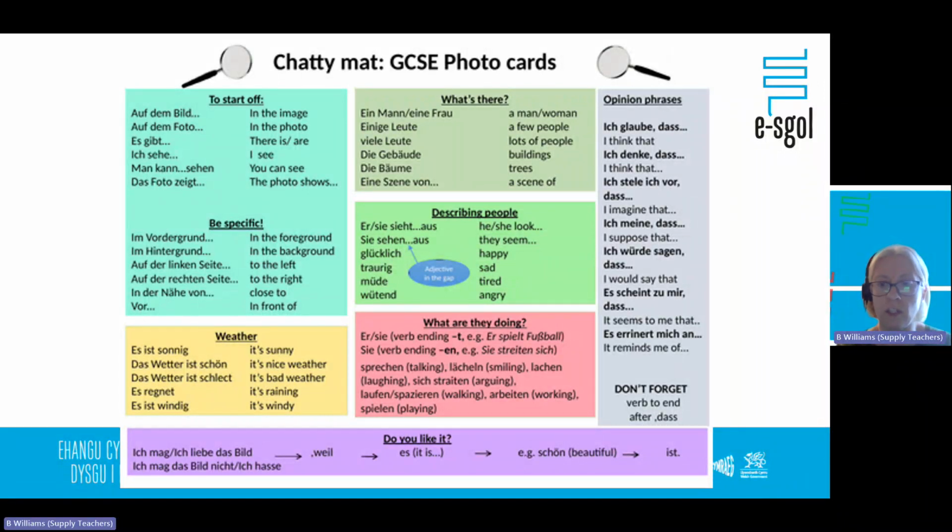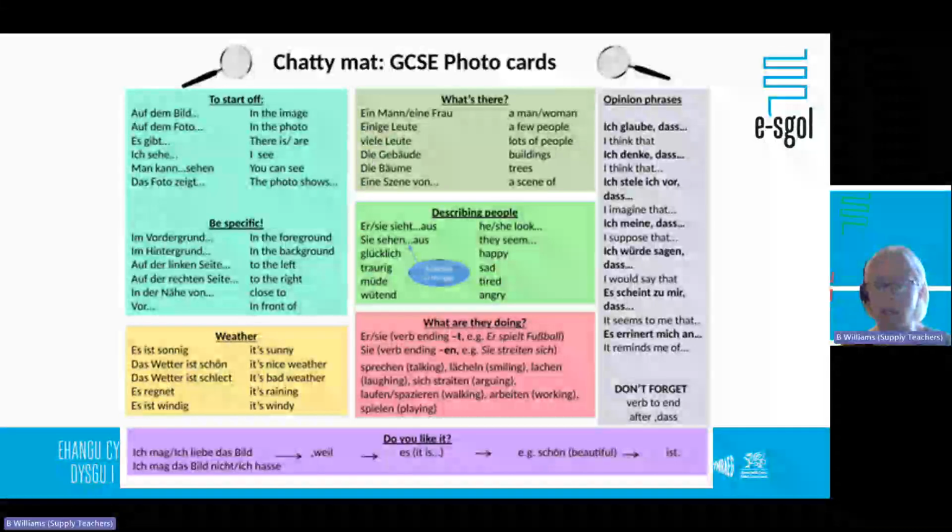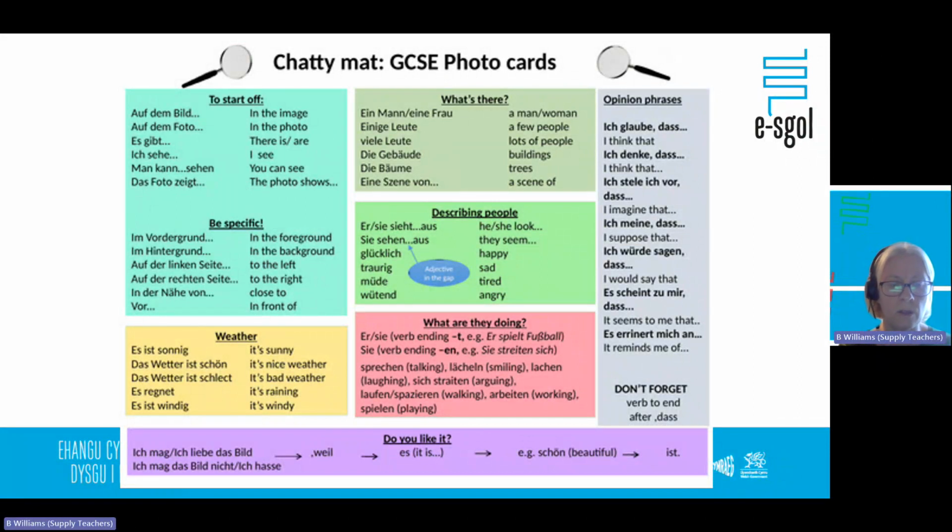So if there's snow on the ground, you could say it looks like it's winter. If people are on the beach and it looks sunny, you could say it looks like it's summer, for example. Okay, so you've got those structures for the weather there in the yellow box. So "es ist sonnig," "das Wetter ist schön," and so on.